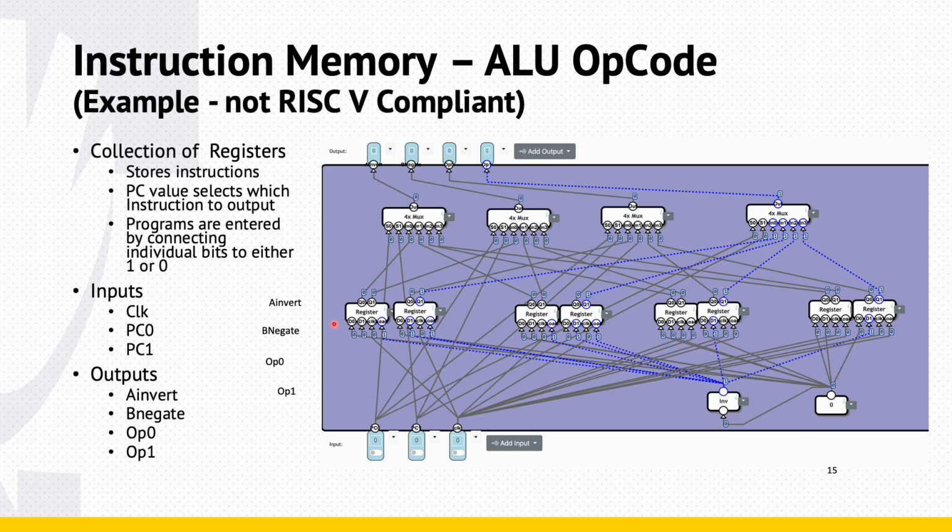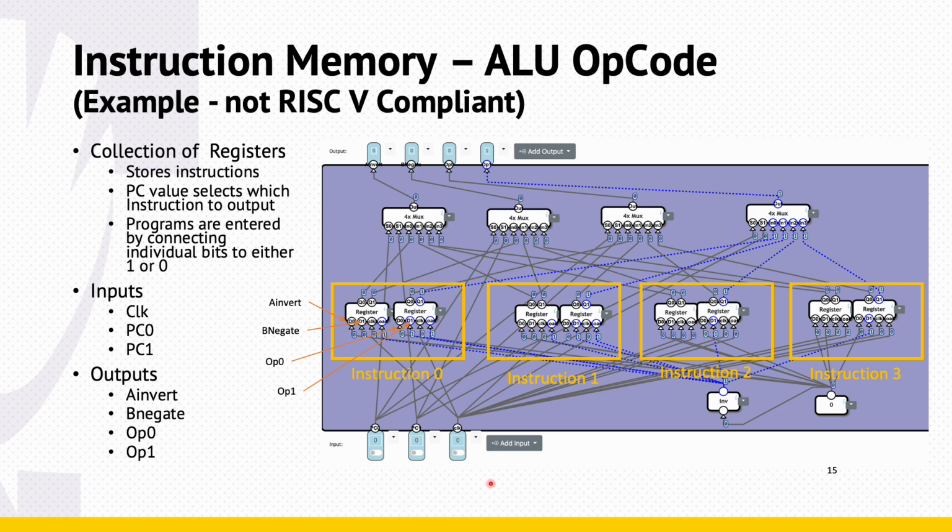So this represents 4 instructions, and specifically it's just the ALU opcode for those 4 instructions. So this is instruction 0, instruction 1, instruction 2, instruction 3. And here's A invert is stored here, B negate, op0 and op1.